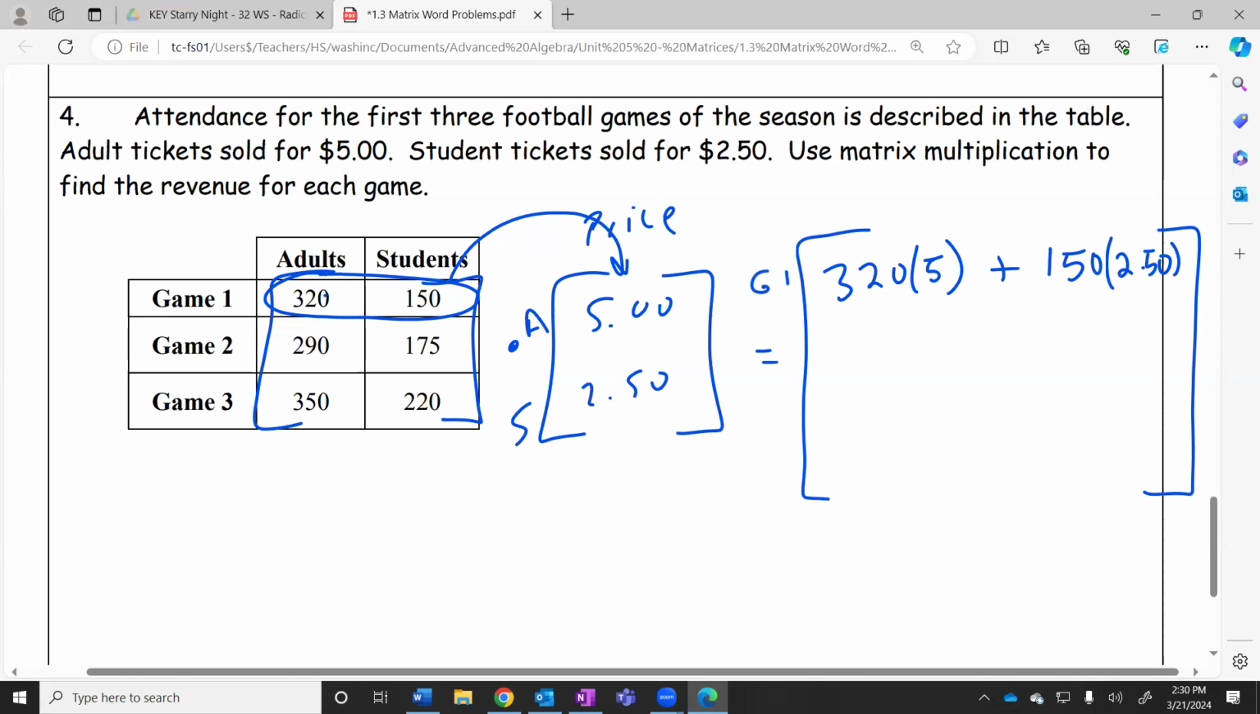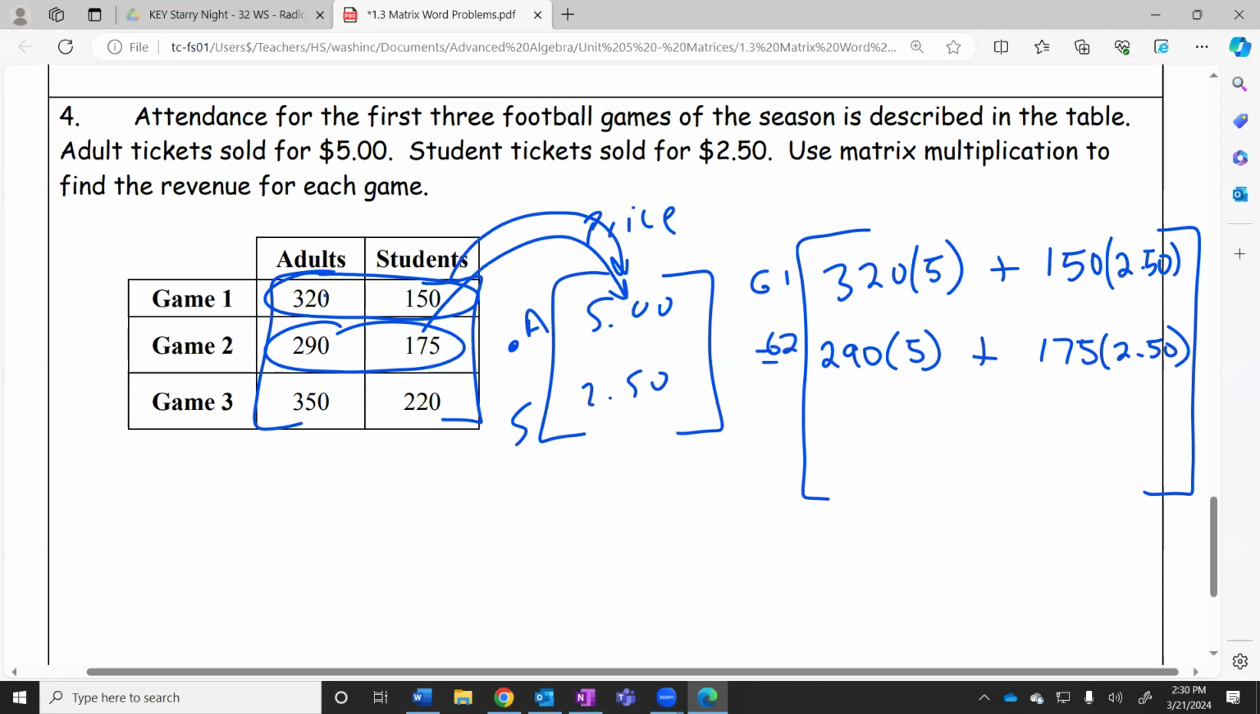Well, what about game 2? Well, we would do something very similar. 290 and 175, we'd multiply by the 5 and the 2.50 again. But what are we going to multiply? We're going to multiply the 290 and the 5 together. And we're going to multiply the 175 and the 2.50 together. That's game 2. We just figured out how much money we made in game 2.